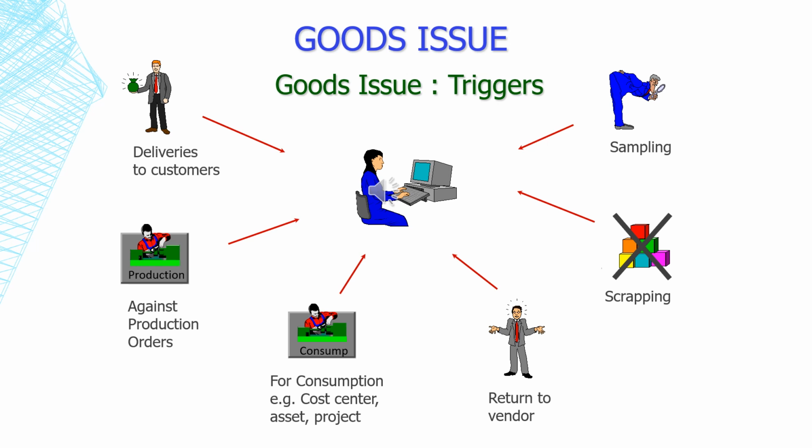Now we have several scenarios where we can issue our goods. First, we can deliver our goods to our customers. Again, we can issue our goods against a production order. We can issue our goods based on consumptions, like a cost center and asset accounting. We can return goods when a customer is returning goods. In terms of returns, we are also sending new goods, scrap, and sampling, and there could be many more reasons for the goods issue.